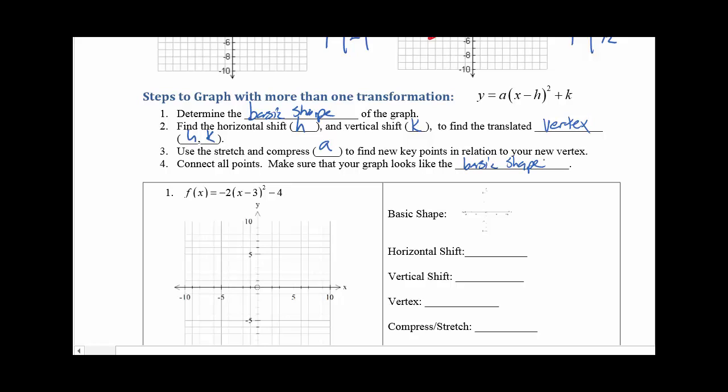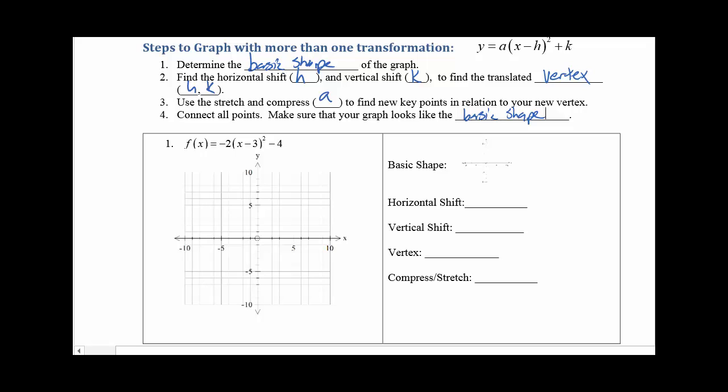If it's supposed to look like an absolute value, it should look like a V when all is said and done. So let's take a look at some illustrations of this, starting with -2 parentheses x minus 3 squared minus 4. All right, what would our basic shape look like? Well, I know it should look like a parabola. And our critical points, we've got to think for ourselves here. So we've got -1, 1, 0, 0, and 1, 1.